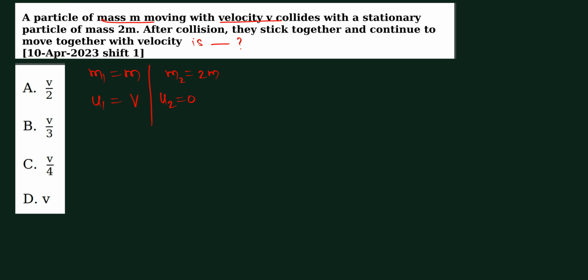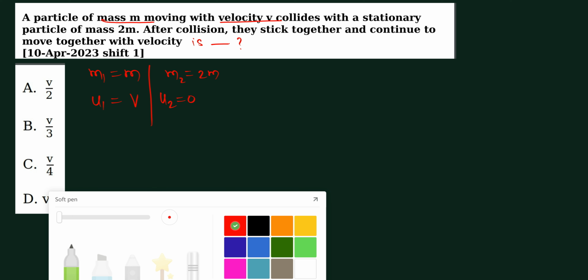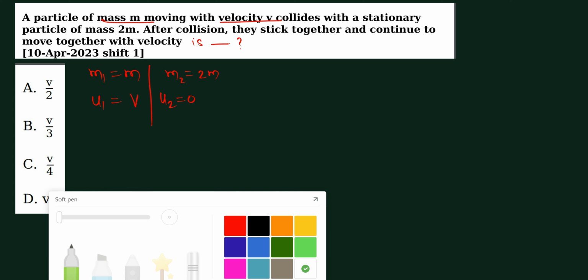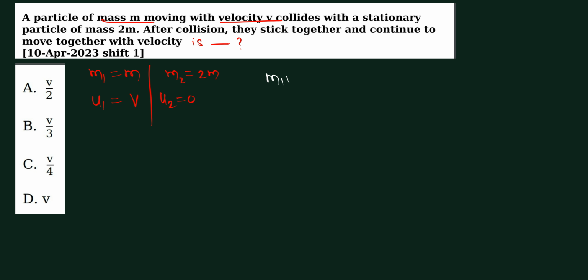So after collision, what happens? They stick together and move together, continuing with some common velocity. Apply the conservation of linear momentum: M1 U1 plus M2 U2 equal to (M1 plus M2) into the common velocity, let us say that is Vc. Find out the common velocity Vc.